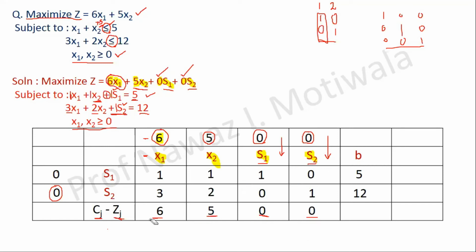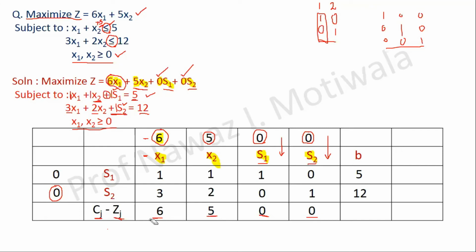Now I will give you some shortcuts. For the first step, whatever values are there in the first line will be the same in the Cj minus Zj. This will be only for the first iteration. This is one of the shortcuts.